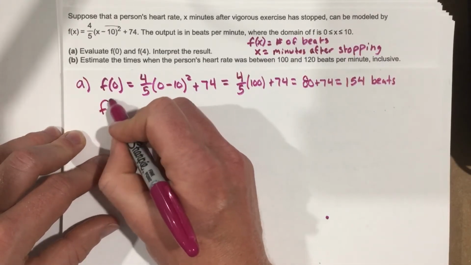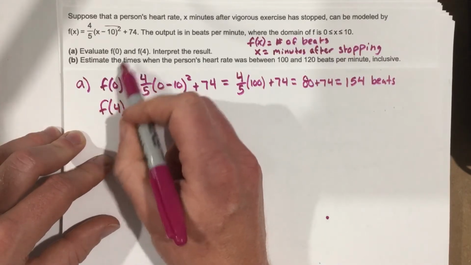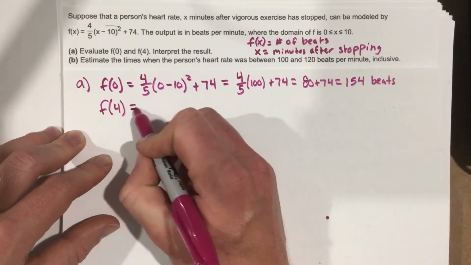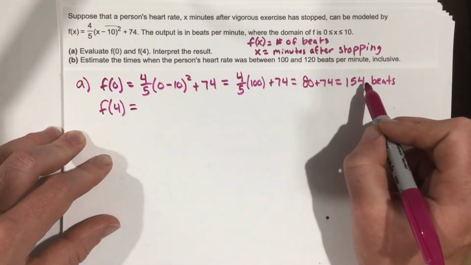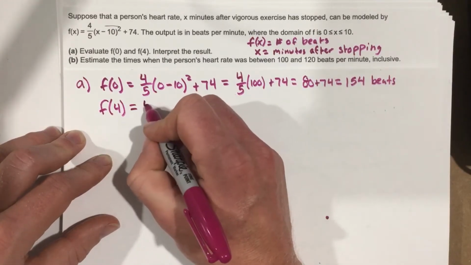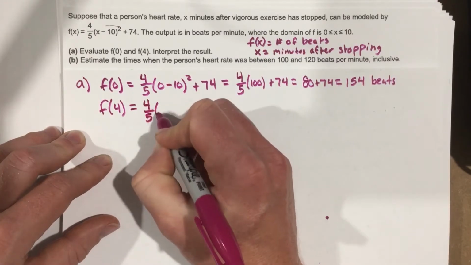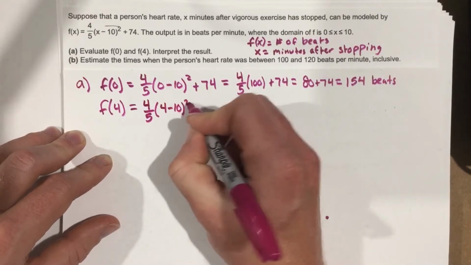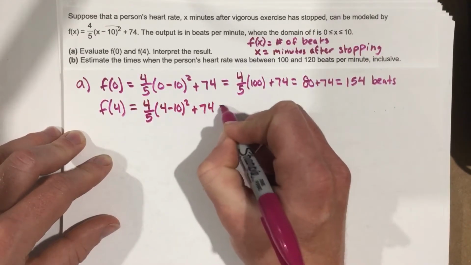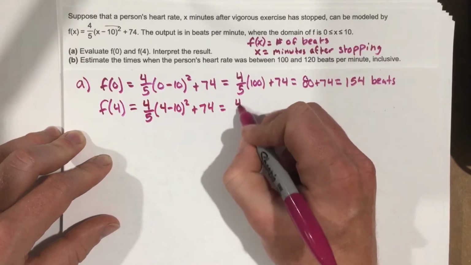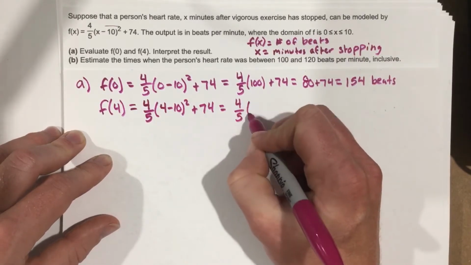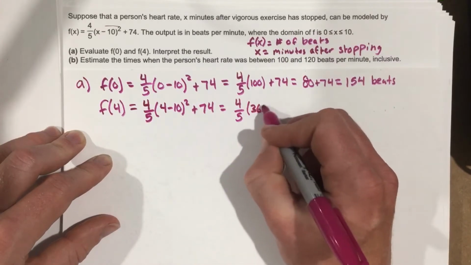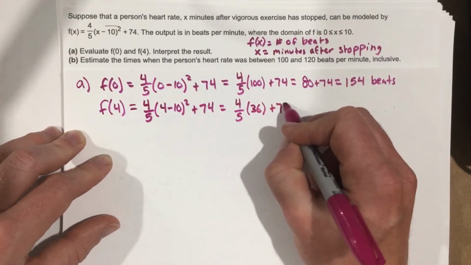Let's evaluate now f of 4. So keep in mind, 0 means 0 minutes after finishing. So basically, as this person finishes, they're at 154 beats a minute, which is pretty good. Now, they wait 4 minutes afterwards. So you plug 4 into the function: 4/5 (4 minus 10) squared plus 74. This is now 4/5 of negative 6 squared, which is 36, plus 74.